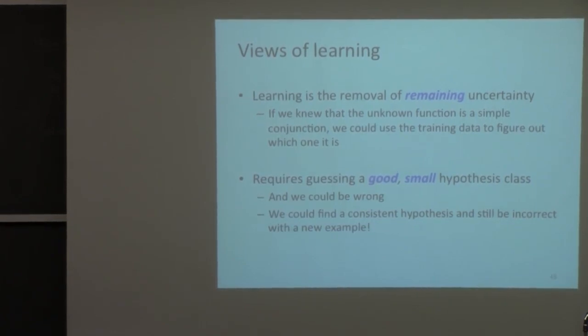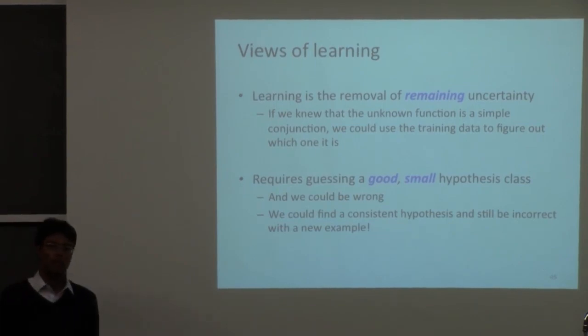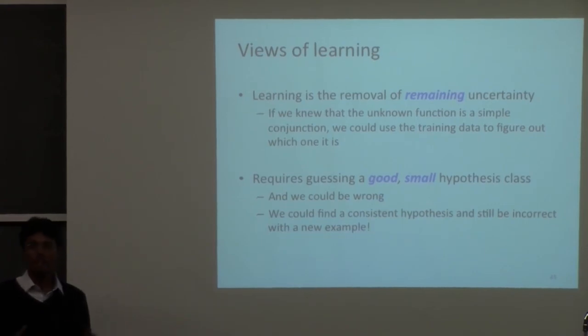You can think of learning as the removal of remaining uncertainty. I have an unknown function and I want to eliminate uncertainty about the function by pruning the hypothesis space, by picking a function that best agrees with my training data. I don't know what the function is, so I'm trying to use the training data to figure it out. And learning requires coming up with good and small hypothesis space. It could be wrong, but there are strategies to deal with that.